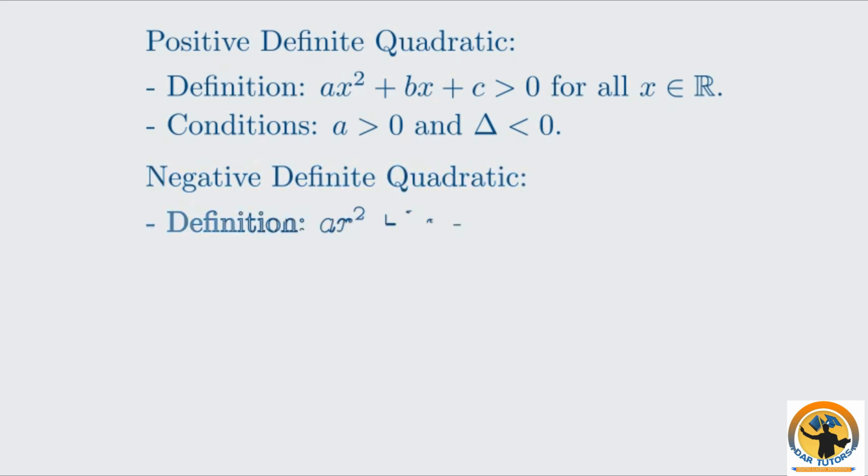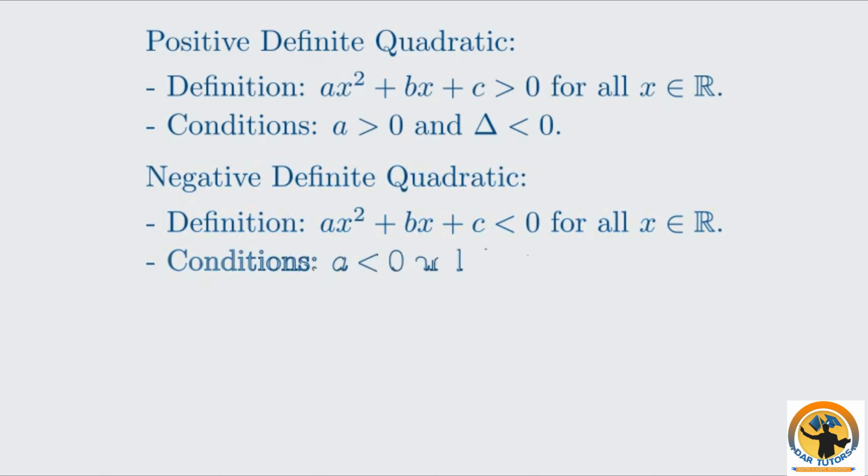It's always below the x-axis. The conditions for this are that a must be negative, so it opens downwards, and the discriminant must be negative, so it doesn't intersect the x-axis. These definitions are important for solving inequalities and for understanding the global behavior of quadratic functions.